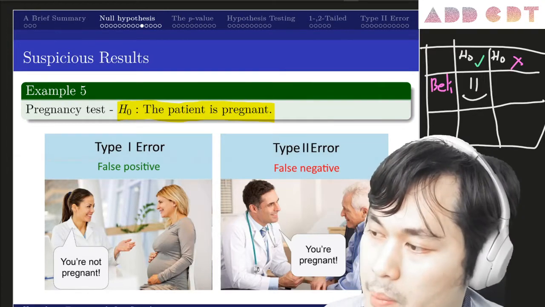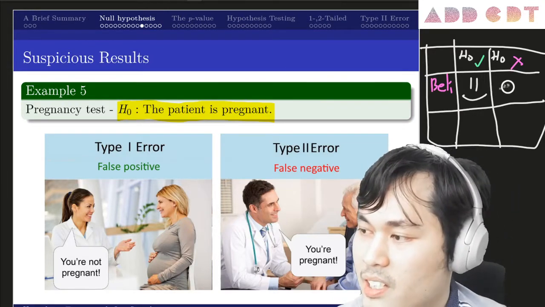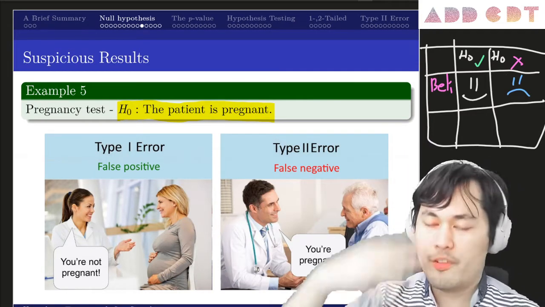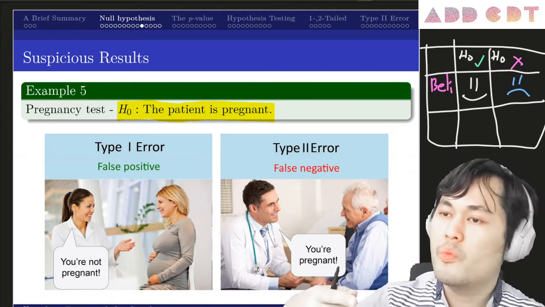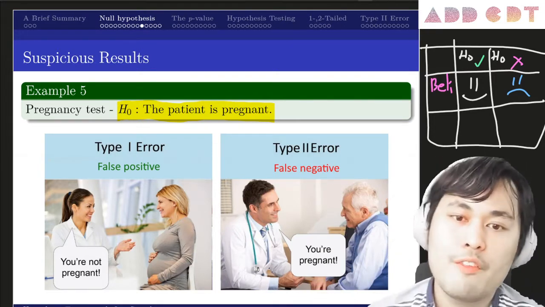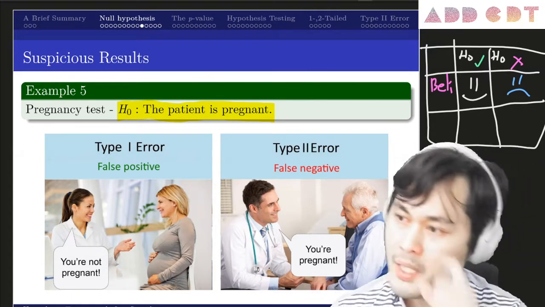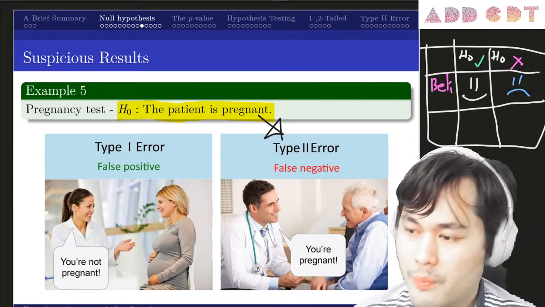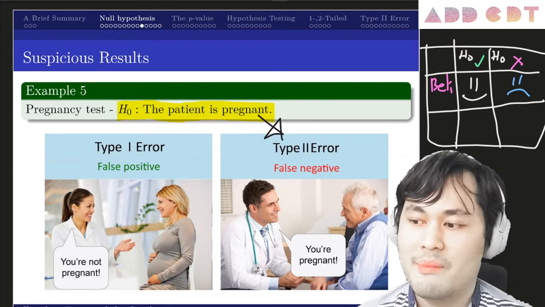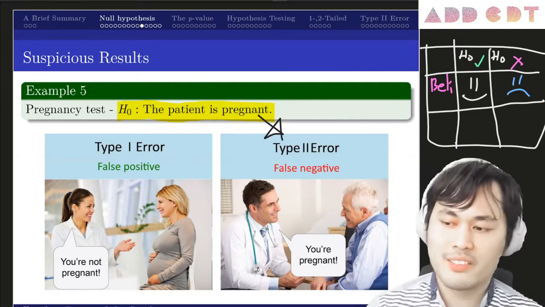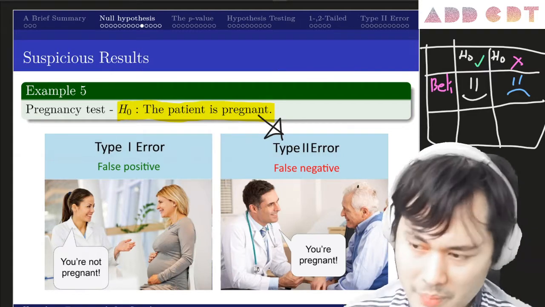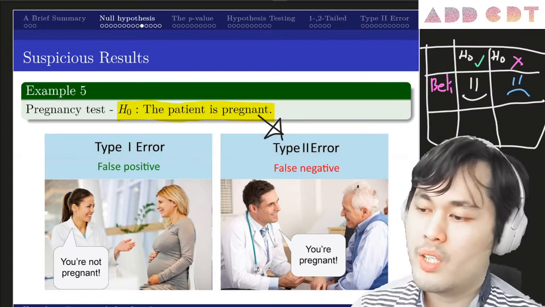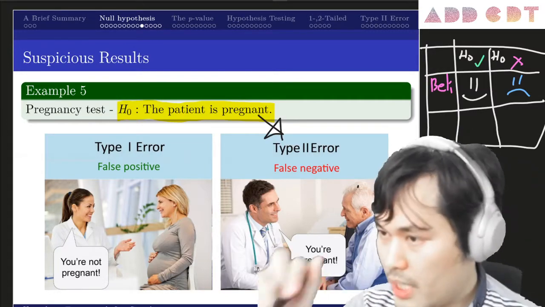If we believe that the patient is pregnant, but he or she is not, then we make a false assumption in the first place, and maybe we give them medicines that they shouldn't have taken. That would be the second scenario here. So we believe that the patient is pregnant, but actually he or she is not. And in this picture, it is obvious that he is not pregnant. That means we are wrong. So that's one scenario here.